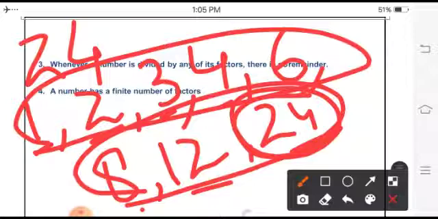These are all the properties of factors, and the basic definition of a factor is that a factor of a number is such a number which divides the number exactly. This was all from this video.